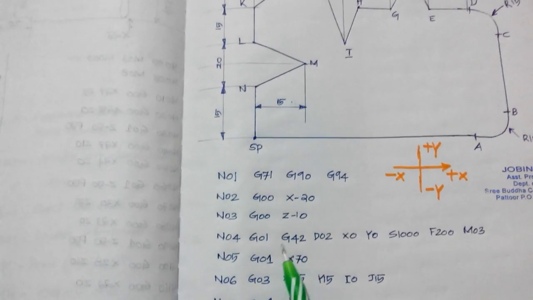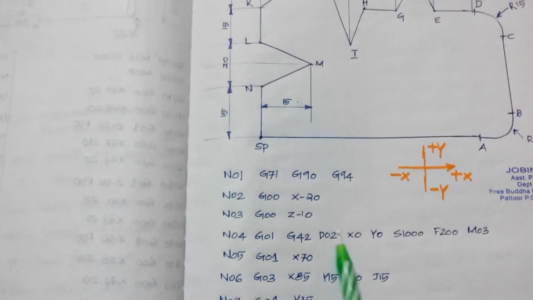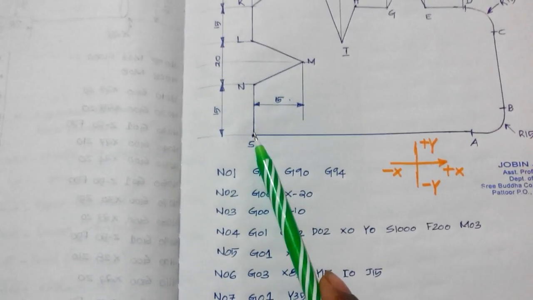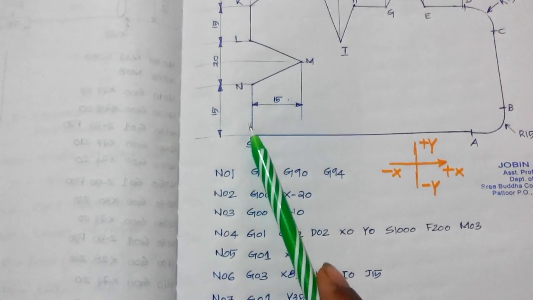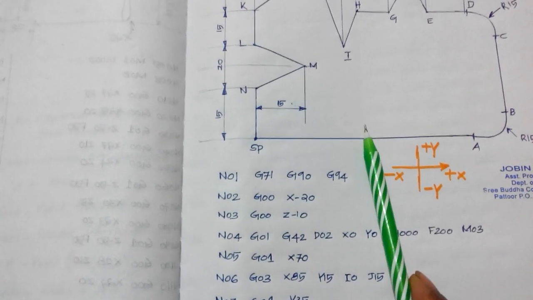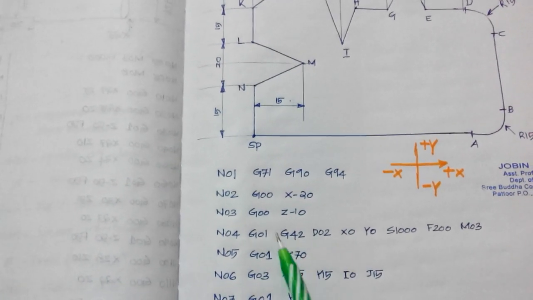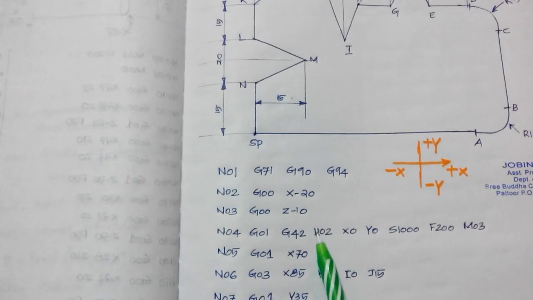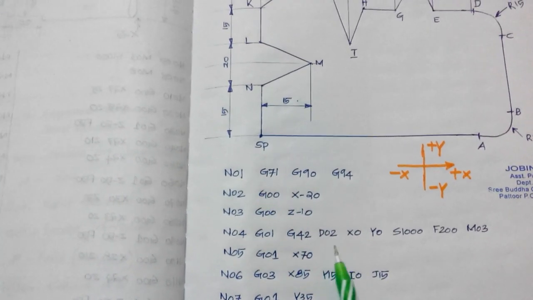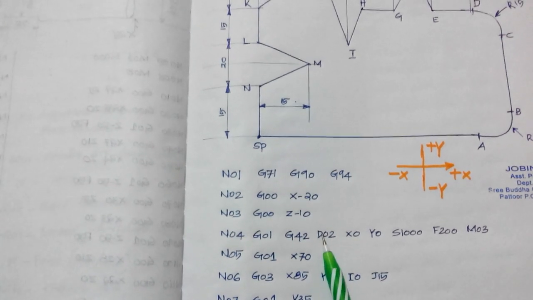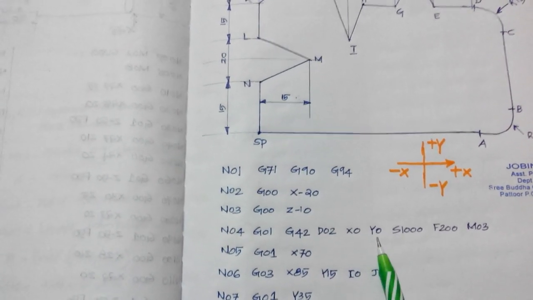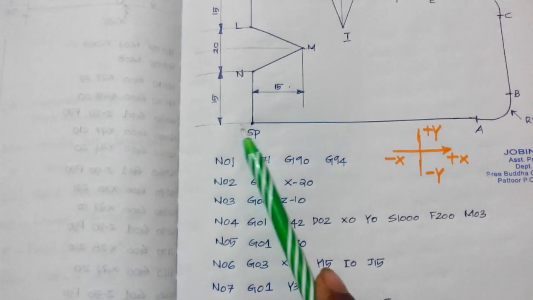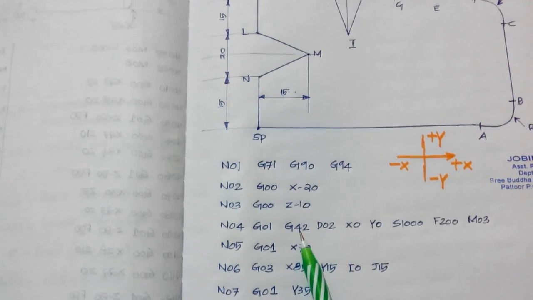Otherwise, if I don't apply this compensation in the program, what happens? The center line of the cutter is here. Because of that, extra cutting will happen. So for avoiding that, I just gave the cutter compensation. D02 means, what about the compensation? This is the radius of the cutter stored in the memory of the controller. So X0, Y0, this is my X0, Y0. So the tool moves from X minus 20 to this point with the cutter compensation.